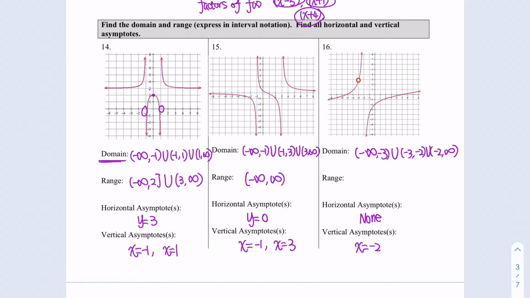The range is very easy to make a mistake here. A lot of students will exclude 3. Don't forget, this branch will keep going. So the range will be negative infinity to positive infinity, include everything.